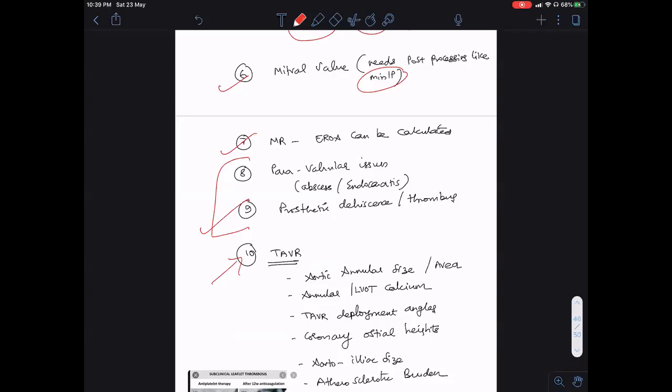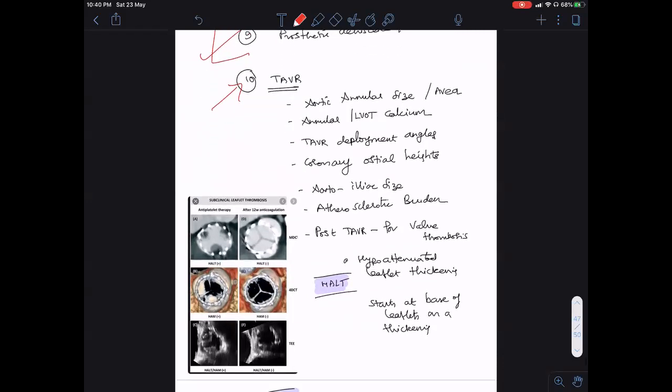Again, in structural heart diseases, CT is probably mostly used in two points. One is the TAVI, the second one is LA appendage closure. So we'll just briefly look at what it does in patients who are undergoing TAVI.